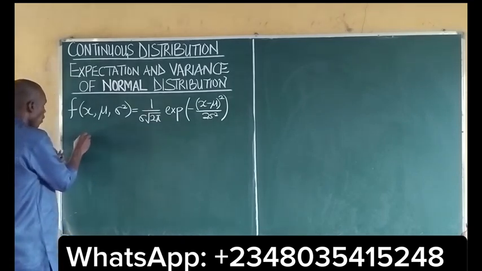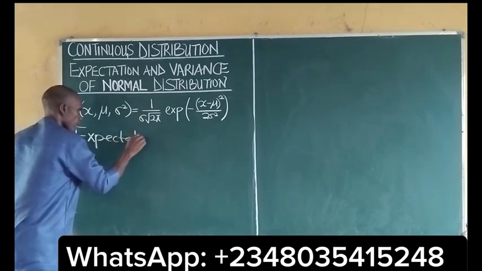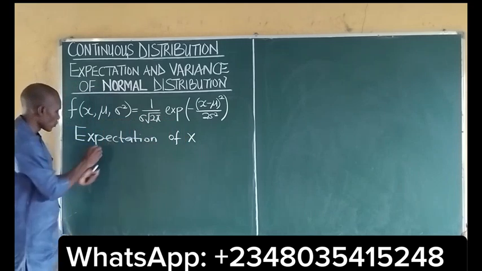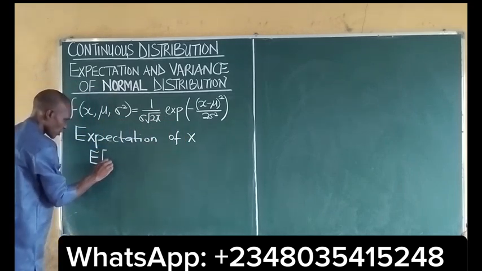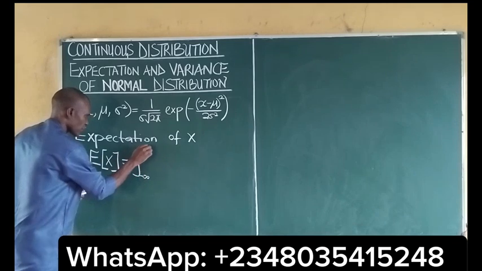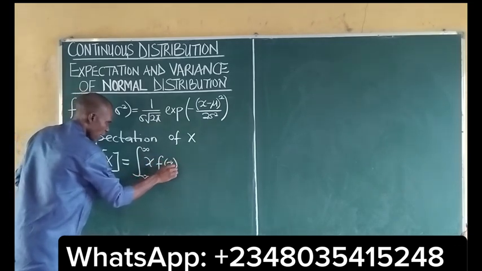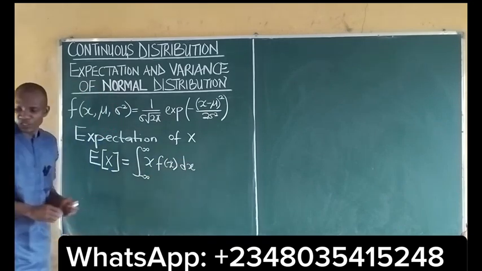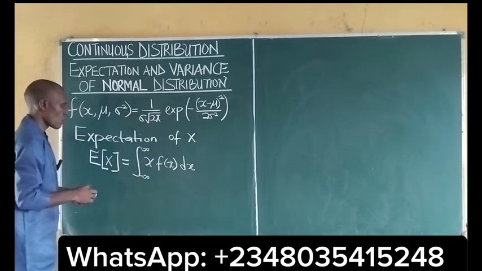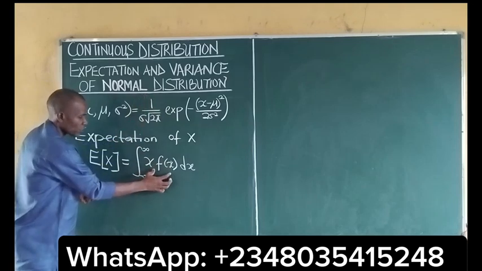Of course, for the expectation of x, this is our PDF. So the expectation for a continuous distribution, the expectation of x, is equal to the integral from minus infinity to infinity of x multiplied by f of x dx. So this becomes the expectation of x, where this is the PDF. All we need to do is to put the PDF into this.